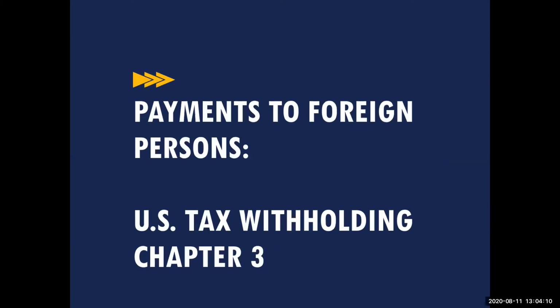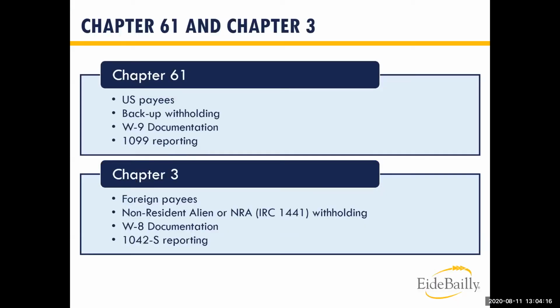So first, we'll talk a bit about the Chapter 3 tax withholding requirements. You're likely familiar with Chapter 61 reporting and withholding. That's where if you pay a vendor, you're required to get that W-9 documentation and then potentially send them a 1099 at the end of the year. And if you're not able to get that information, there could be backup withholding related to that.